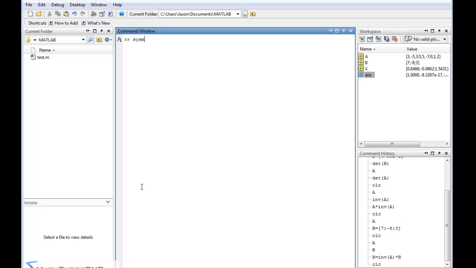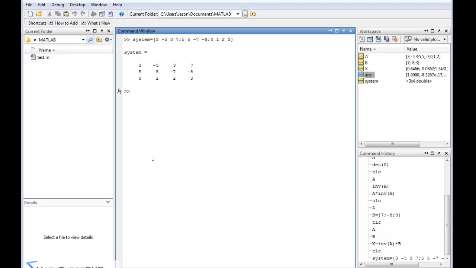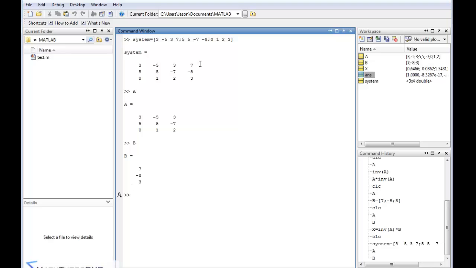So we'll say system. We'll call it system is equal to, I'm going to put it all together, 3 space negative 5 space 3 space 7, next row, 5, 5, negative 7, negative 8, next row, 0, 1, 2, 3. So this is exactly what we typed before. Notice matrix A is this and matrix B is this. So what we have here, I've just created a giant matrix that has all of the coefficients right here, and then it has the column vector appended on the right hand side.